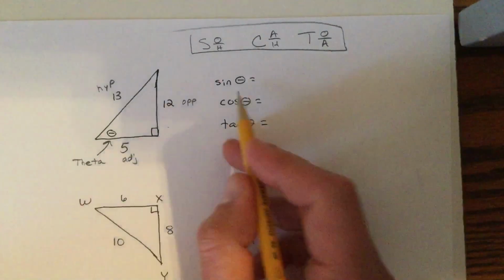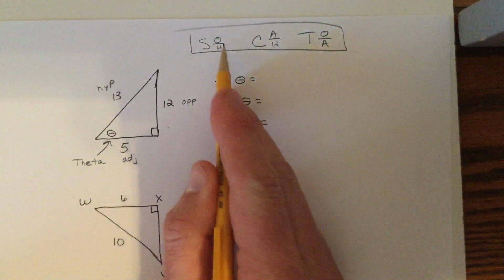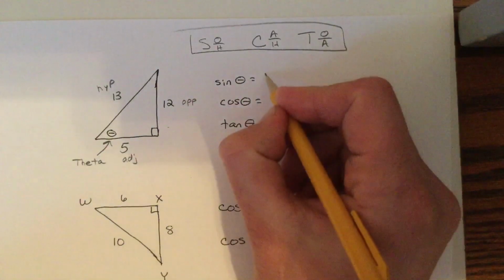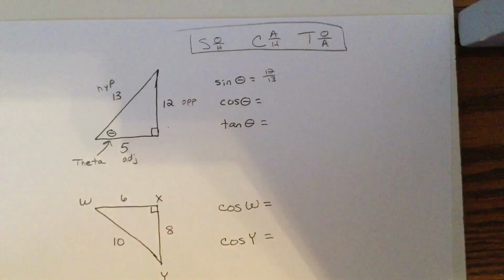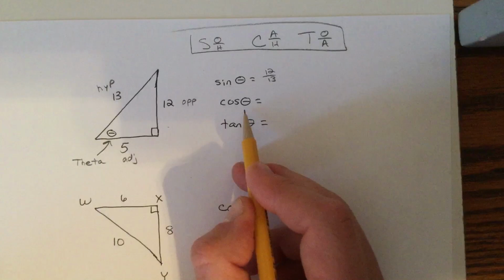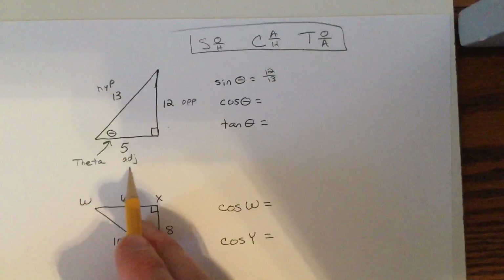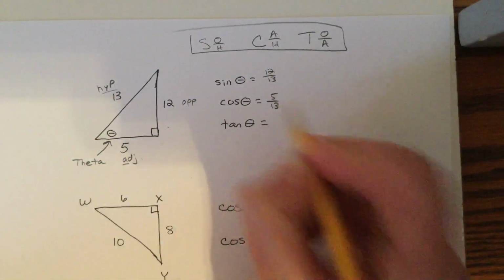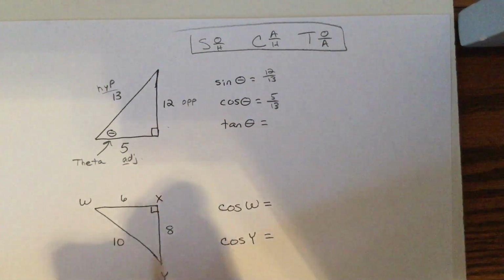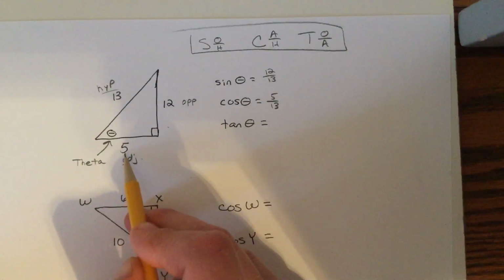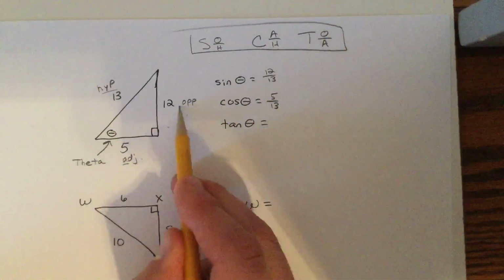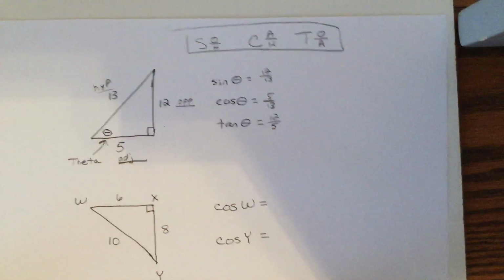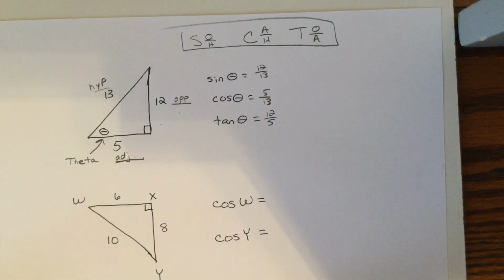So all we have to do now is utilize our acronym to help us put in those ratios. So the sine is equivalent to opposite over hypotenuse. The opposite is 12. The hypotenuse is 13, so the sine would be 12 over 13. The cosine is the adjacent over the hypotenuse, so adjacent over hypotenuse would be 5 over 13. And the tangent is the opposite over the adjacent, that would be 12 over 5. Now, none of these fractions can be reduced, so we're good to go.